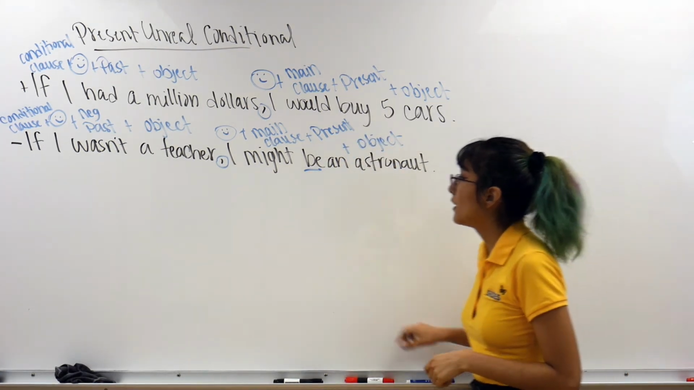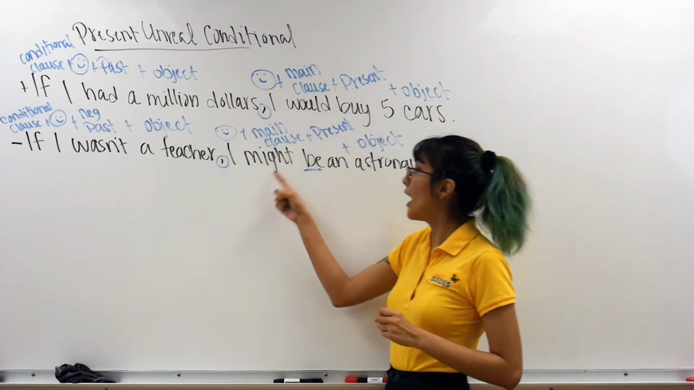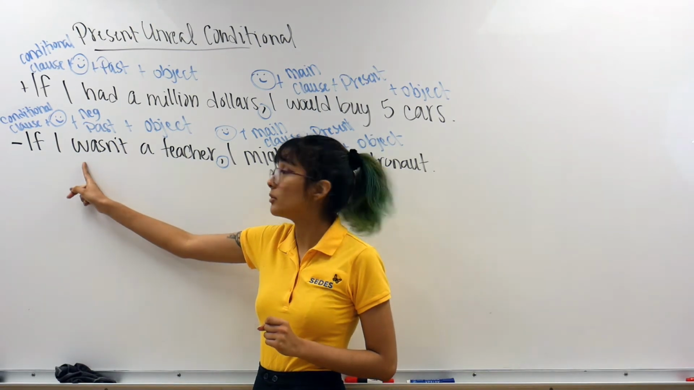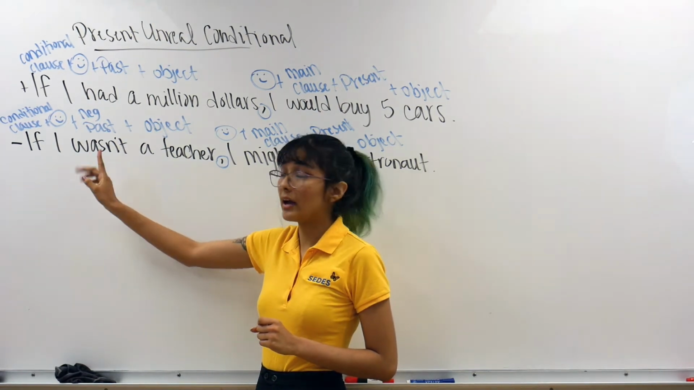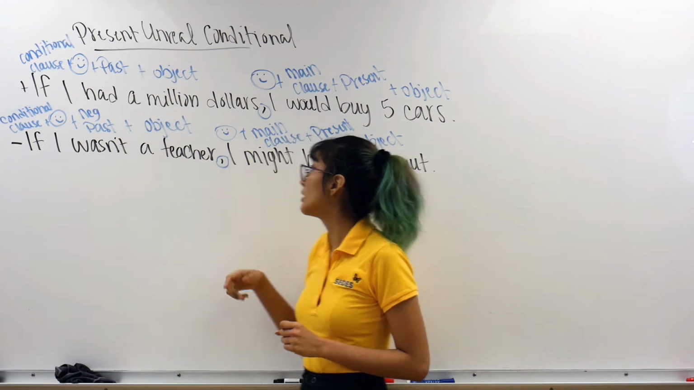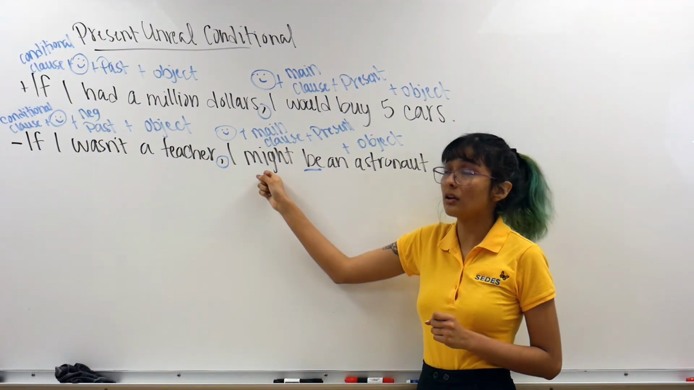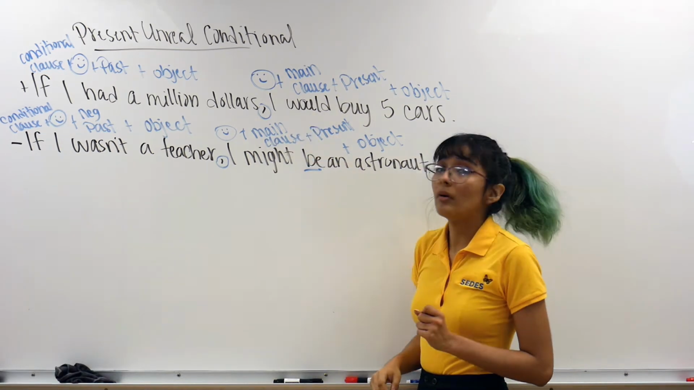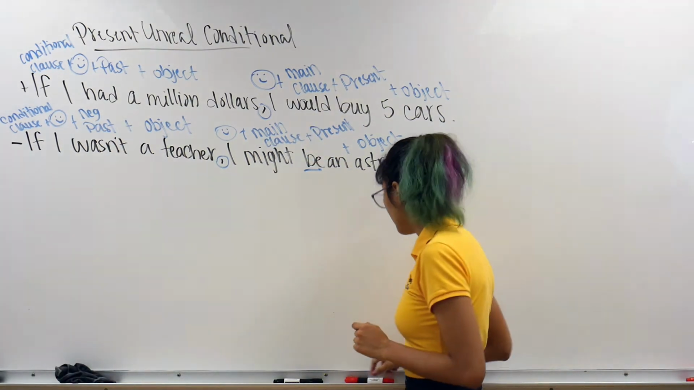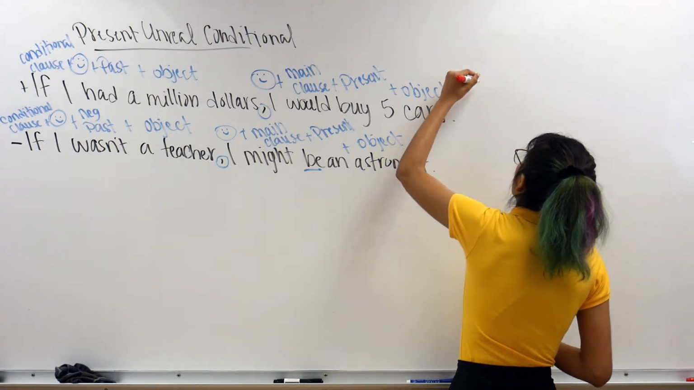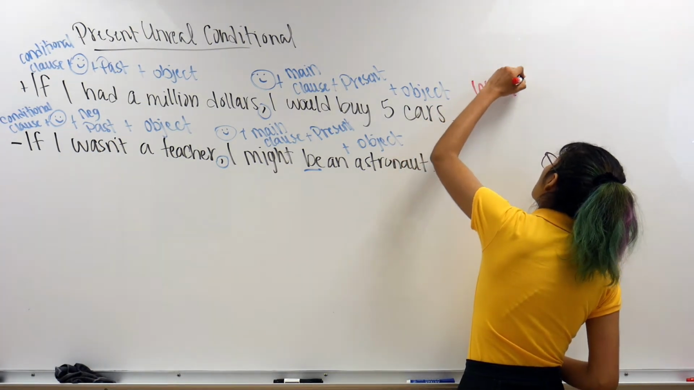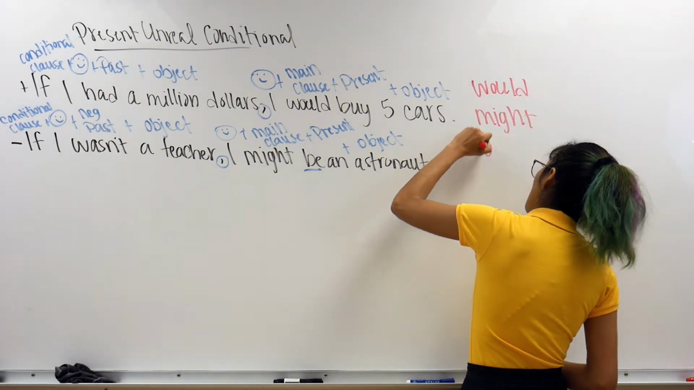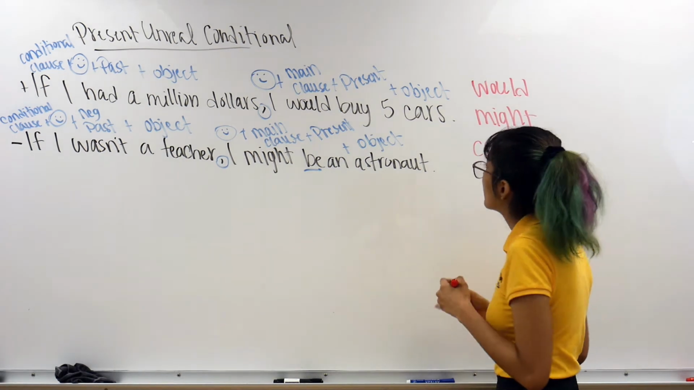So here I have, if I wasn't a teacher, I might be an astronaut. I only negate my past verb. If I wasn't, I can only negate my past verb. I do not negate my main clause. The same thing with would. I do not negate my main clause. For my main clauses, there should be 3, and that is going to be would, might, and could. Those are my 3.